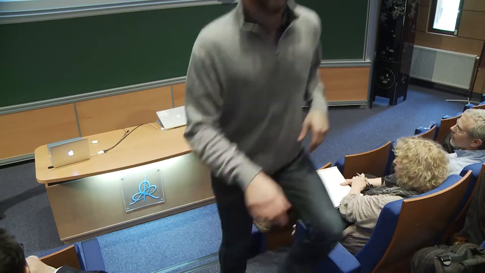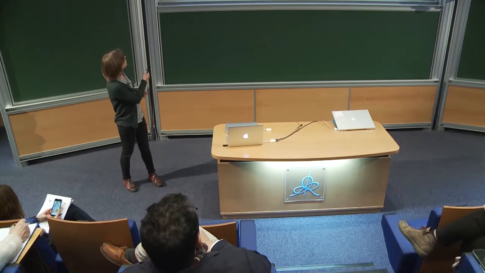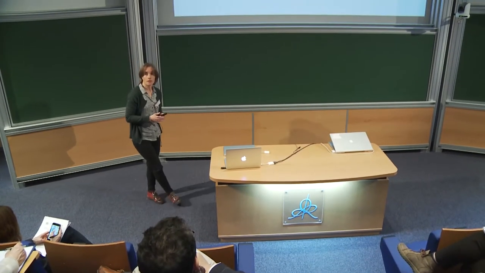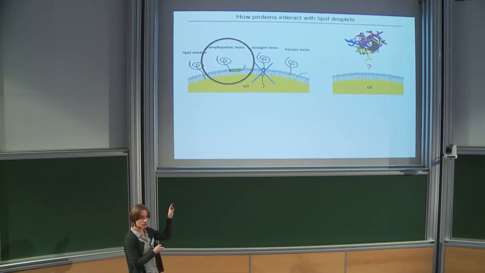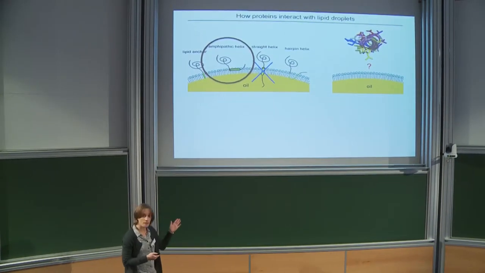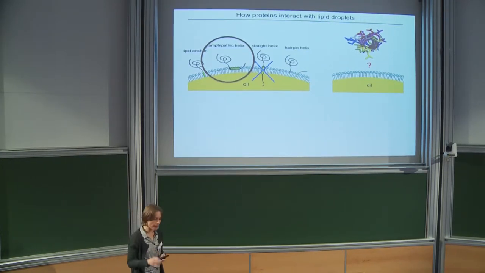So actually, I'm going to talk about lipid droplets, which are very peculiar organelles in the cells because they are an organelle that is not surrounded by a membrane, but instead by a phospholipid monolayer. And a lot of proteins have to localize to lipid droplets, and a lot of them use an amphipathic helix to target lipid droplets. So what you want to understand is why a protein goes to a lipid droplet, not to another organelle that's surrounded by a bilayer.